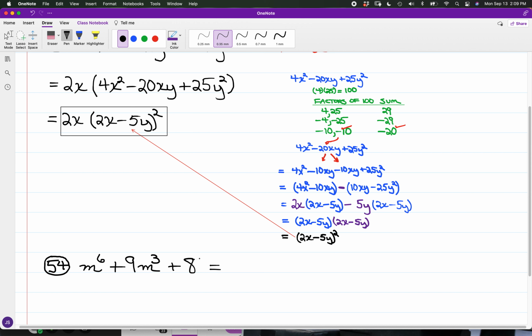Again, an expression is quadratic in form if it has two terms in the same variable, where the higher degree variable factor is twice the degree of the lower. So we have m to the 6th and m to the 3rd, so this expression would be quadratic in m to the third, and the coefficients are such that I can factor. For m to the 6th, this will go to m cubed and m cubed, and for factors of 8 that add up to 9, I'm going to have a plus 8 and also a plus 1.